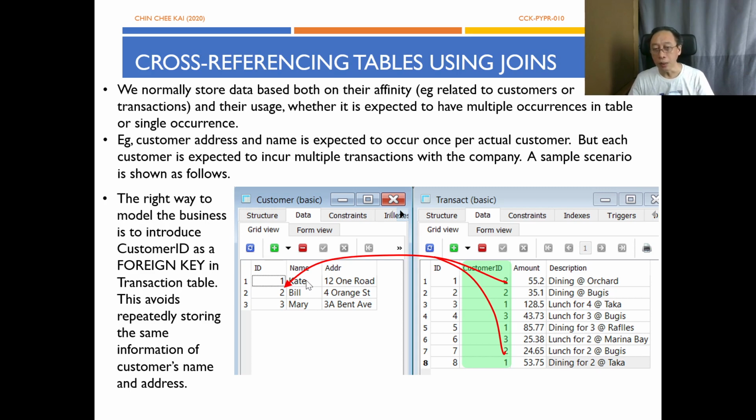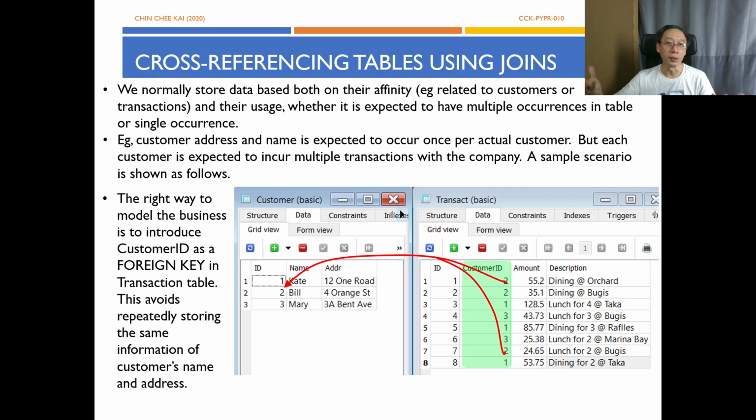Kate, 12 One Road. So she had a lunch for four at Takashimaya for $128.50. Then we also store her name, Kate, and her address, 12 One Road. And then she paid 85.77 for dining. Again, her name is Kate at address 12 One Road, and so on. That would unnecessarily burden the database by having a lot of repeated data. That's one, and it's almost multiple storage, therefore taking on extra unnecessary storage space.